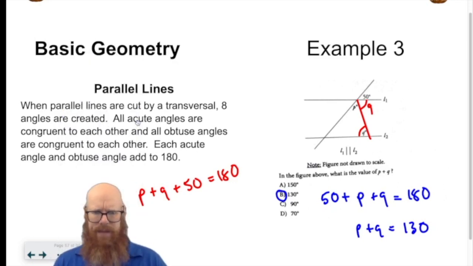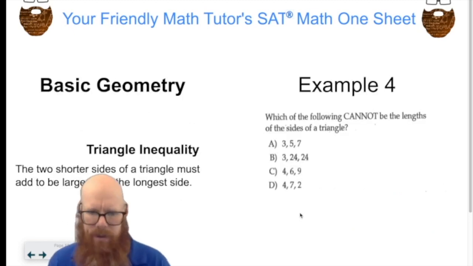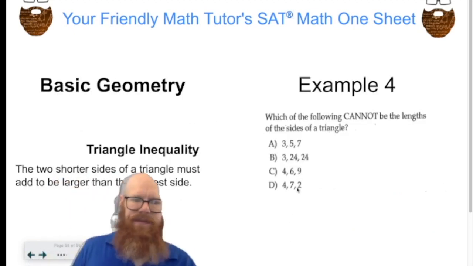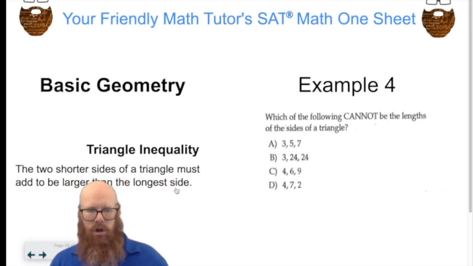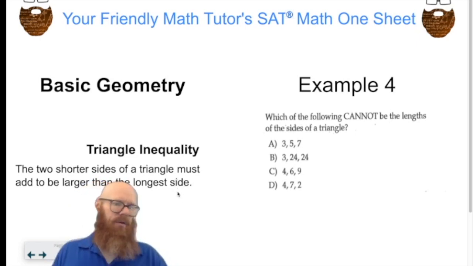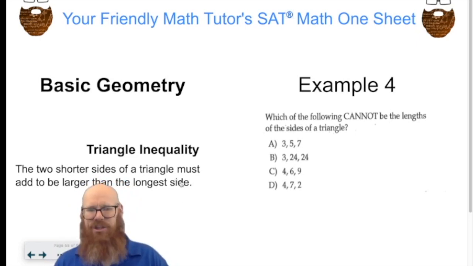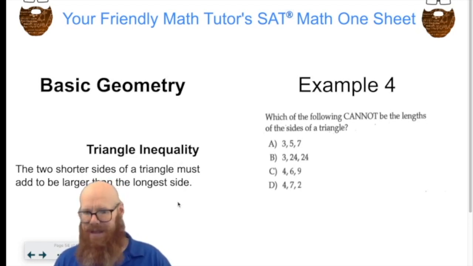All right, let's jump back to our last one, which is the triangle inequality. The triangle inequality just says that the sum of the two shorter sides has to be longer than the longest side. This has nothing to do with right triangles. This is just triangles in general. You can't form a triangle if this criteria isn't satisfied. You won't even have a triangle.